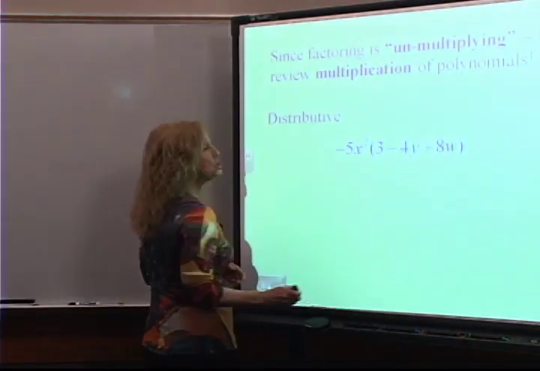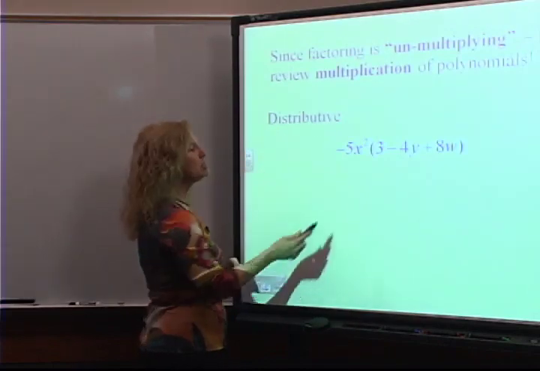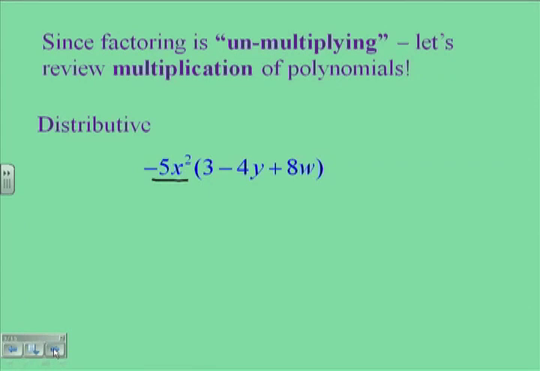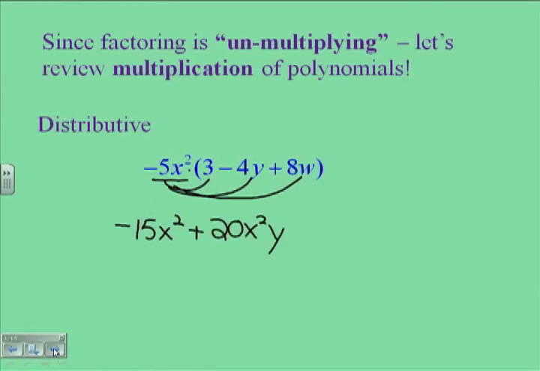All right, to start out with, one way we multiply is to simply distribute. I've got 3 terms, and all of that is to be multiplied by this negative 5x squared. So I distribute this times each of my terms. And I get negative 15x squared plus 20x squared y minus 40x squared w.